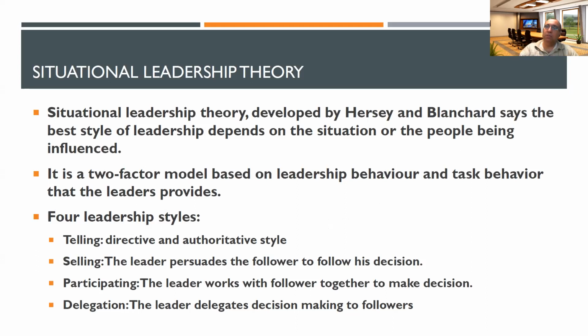So this theory was given by two people, Hershey and Blanchard. It's about leadership. That is, how do different people lead? How do they manage the team? And so they're saying it's a two-factor model. One is based on leadership behavior, and the other is the task behavior. So they said there's their theory that there are 4 styles of leadership. Mainly people are one of the 4 when they're talking about leadership.